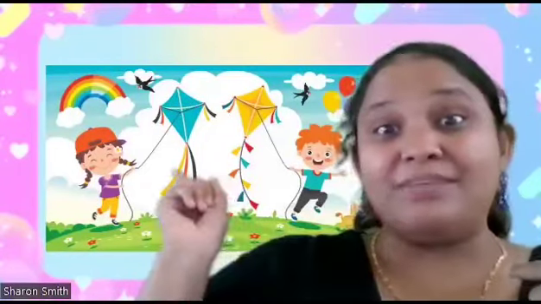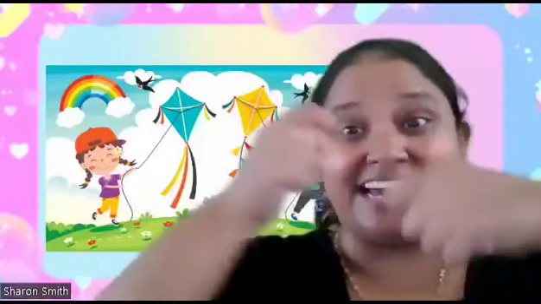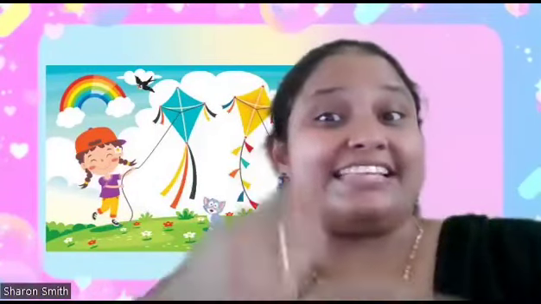Okay, uppercase K, lowercase k. The sound for K is k. Kites. Can you see the boys and girls are flying kites? Shall we sing the phonic song? Yes. Kites are flying in the sky.